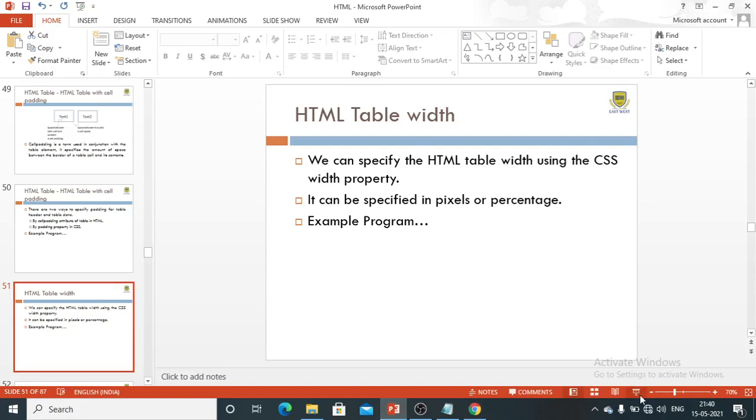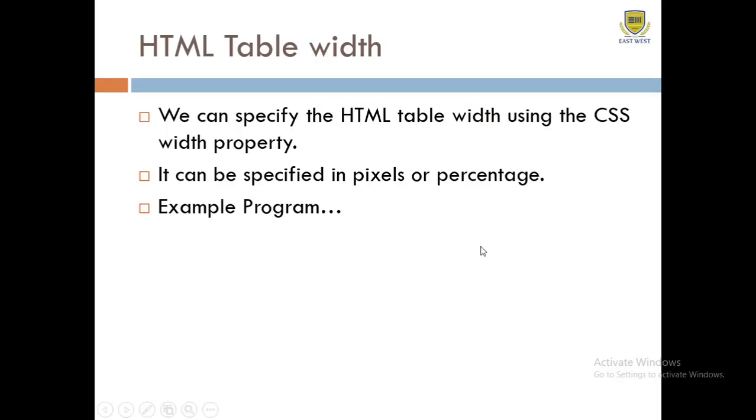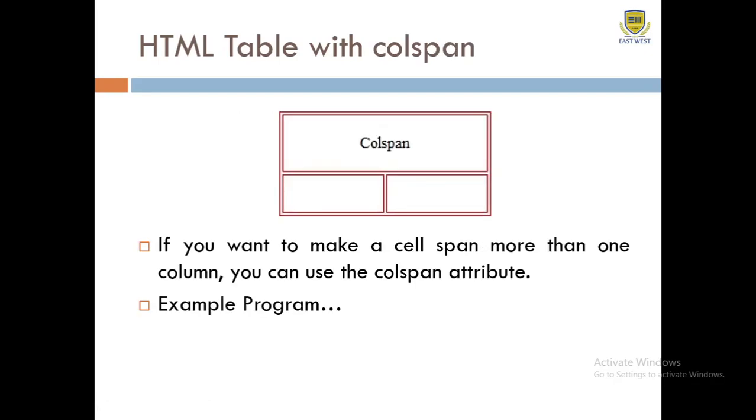Okay, this was regarding the table width. Next is regarding the column span. So basically what is this column span? If you want to make a cell span more than one column, there is already a column available, and in that column I want to divide that single column into two columns.